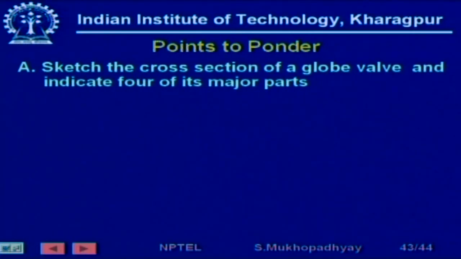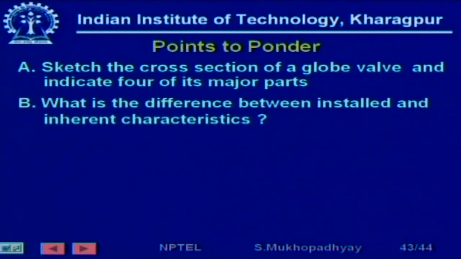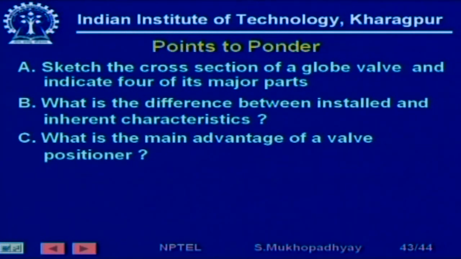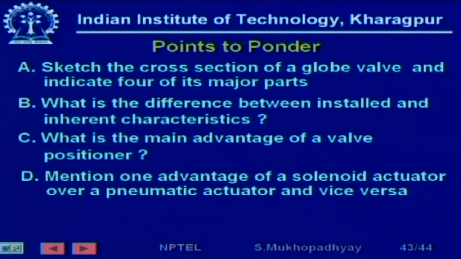To end, points to ponder: first, sketch the cross section of a globe valve and indicate four of its major parts. You should be able to do that. What is the difference between installed and inherent characteristics? This is extremely important, and why does this occur? What is the main advantage of a valve positioner? Why does one put it? And finally, mention one advantage of a solenoid actuator over a pneumatic actuator and one advantage of a pneumatic actuator over a solenoid actuator.